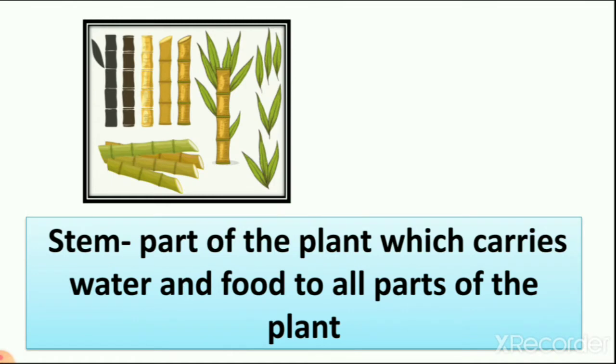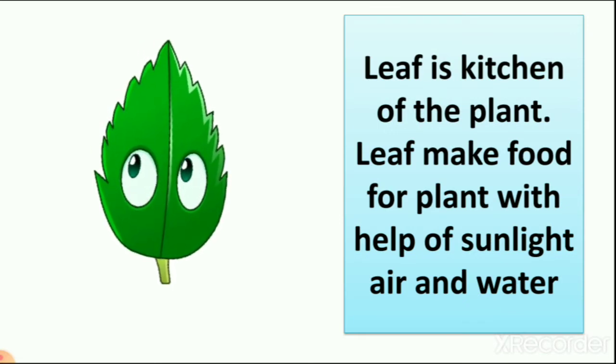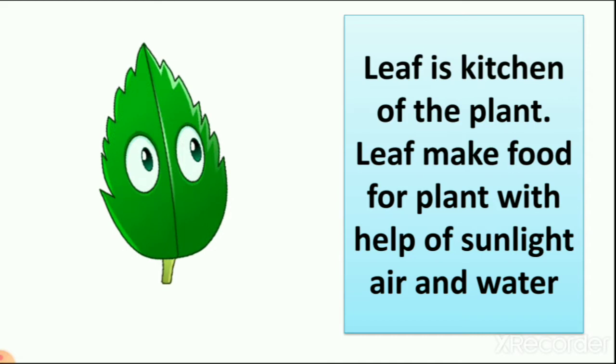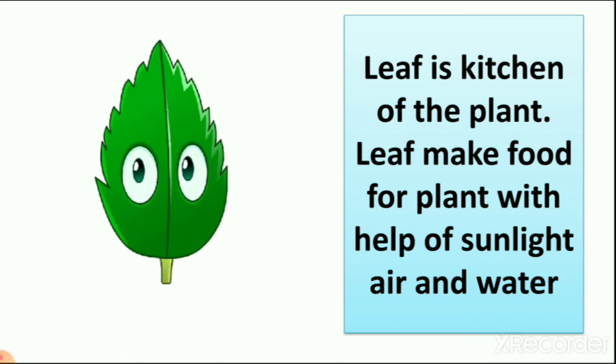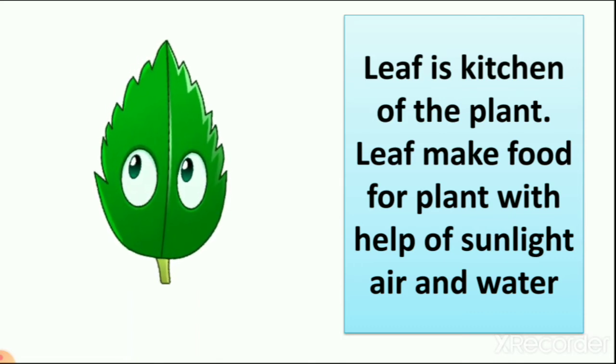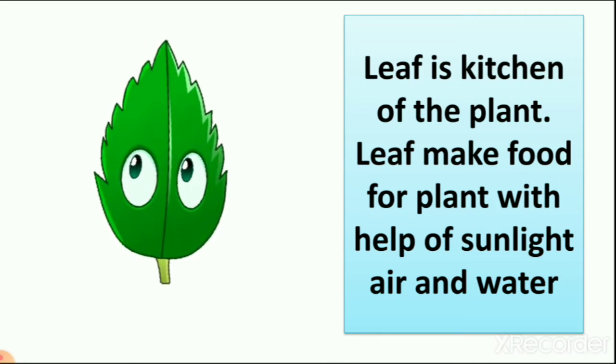Then the second part of the plant is stem. Stem is a part of the plant which carries water and food to all parts of the plant. Here you can see the picture of sugar cane, and we also learned that sugar cane is a stem we eat. Third is leaf. Leaf is a very important part of the plant. Why? Because leaf is the kitchen of the plant and makes food for the plant with the help of sunlight, air and water. We also eat many types of leaf.